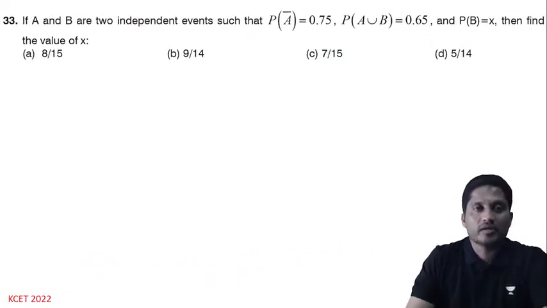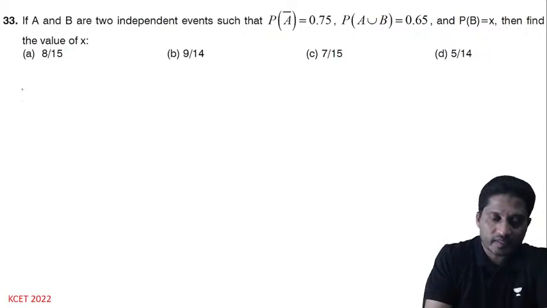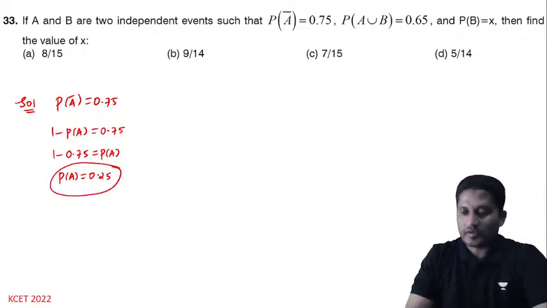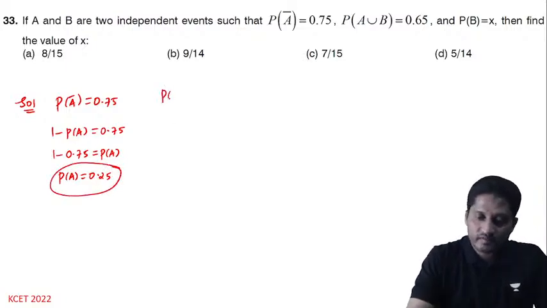A and B are two independent events such that P of A bar is equal to 0.75. P of A bar is 0.75, right? So this can be written as 1 minus P of A is equal to 0.75. 1 minus 0.75 is equal to P of A. Now P of A is equal to 0.25. Right, now P of A union B is equal to 0.65.